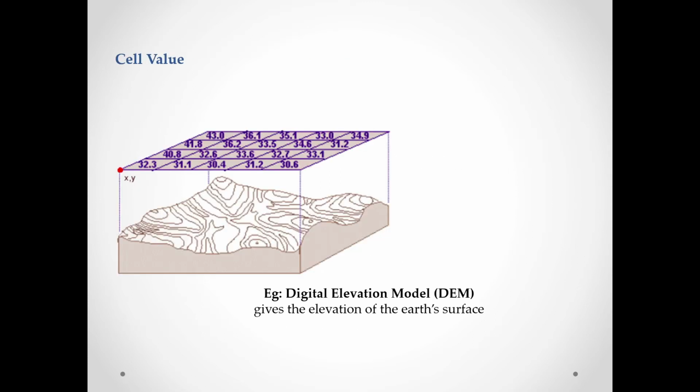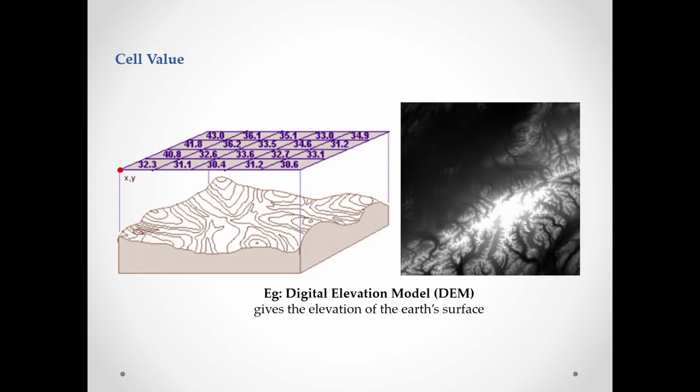Cell value. This is one example of a digital elevation model, DEM, which gives the elevation of the Earth's surface. The elevation of the Earth's surface is represented here by giving the digital elevation value to each cell.